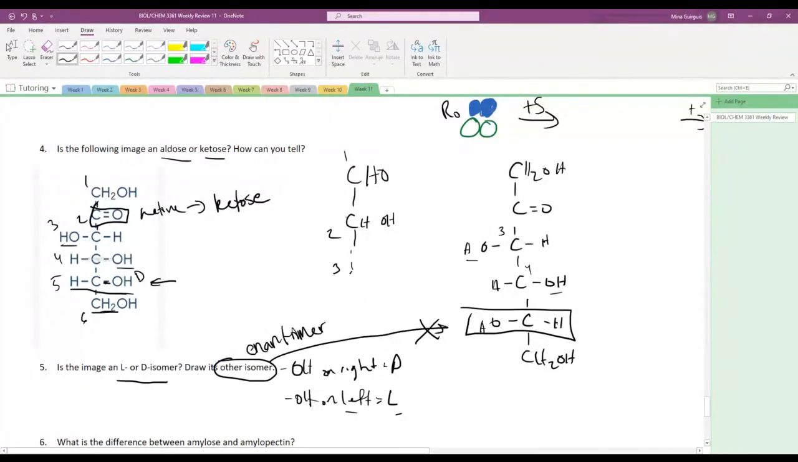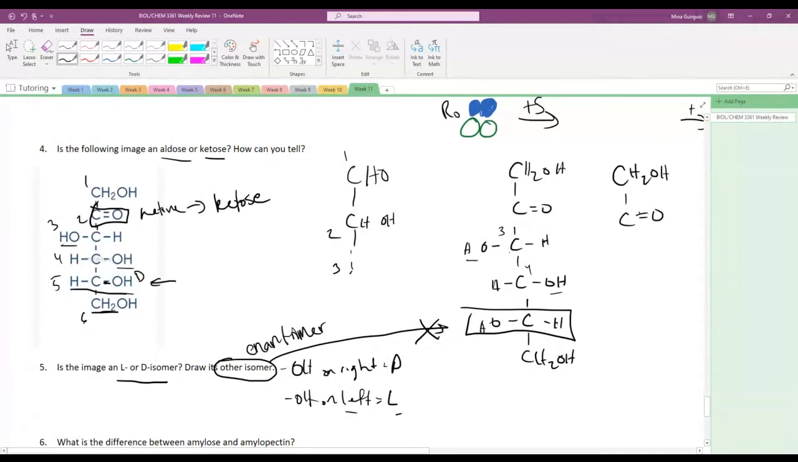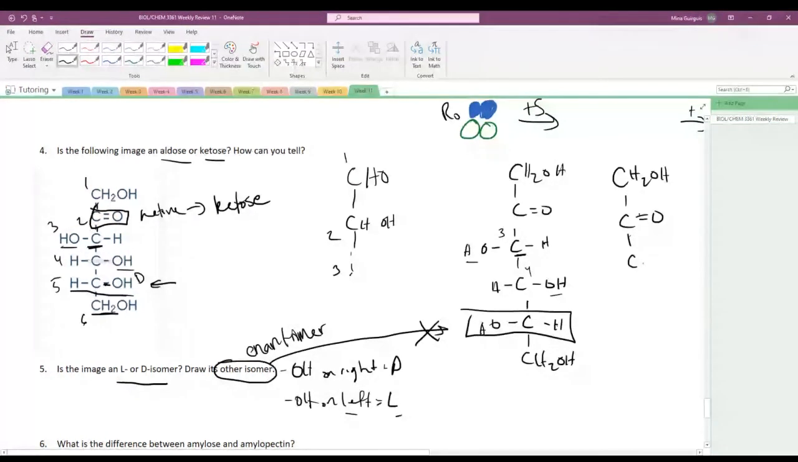Right? With enantiomers, every chiral carbon has its chirality flipped. Okay. Now we don't have to assign chirality for this class, thankfully. So all we need to do is switch the order of every chiral center. So carbon number 3 is on the left with the D fructose. It's going to be on the right with L fructose.